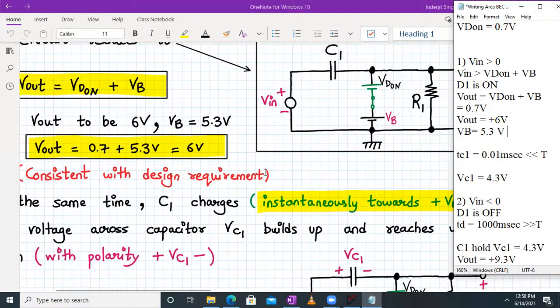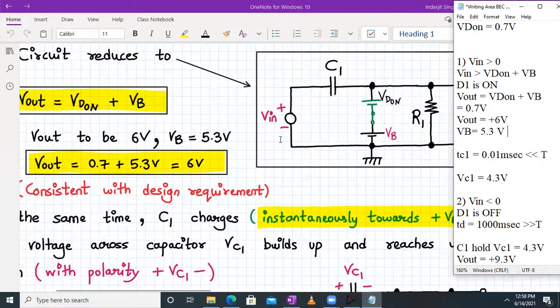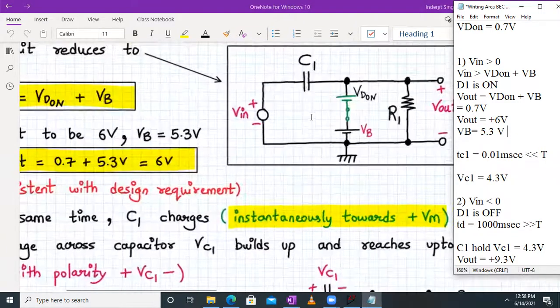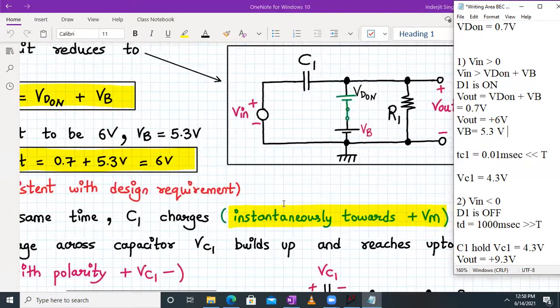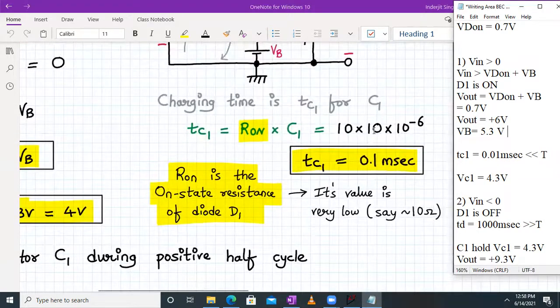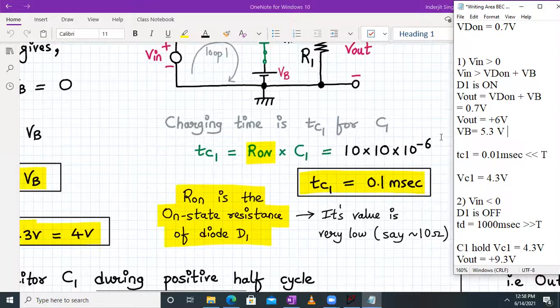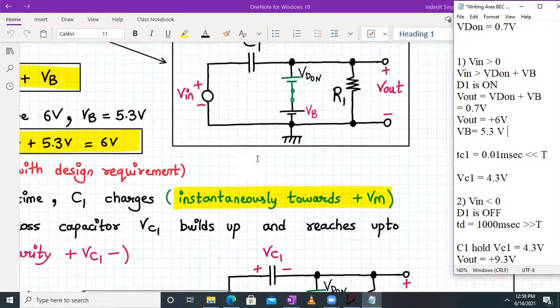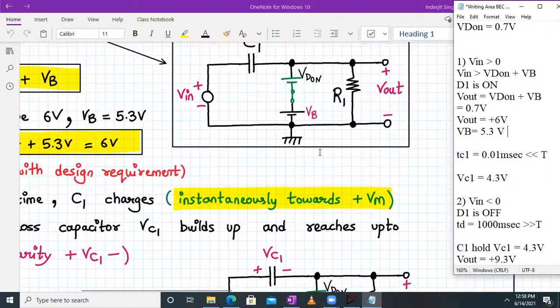Fine. But at the same time, the capacitor tries to charge instantaneously to Vm. And we have seen why instantaneous is written, because the charging time for the capacitor is quite small compared to the time period. The charging time for the capacitor is just 0.1 millisecond. Here also it comes out to be 0.1 millisecond, which is less than the time period of the input signal. That's why the capacitor tries to charge instantaneously towards the Vm value.